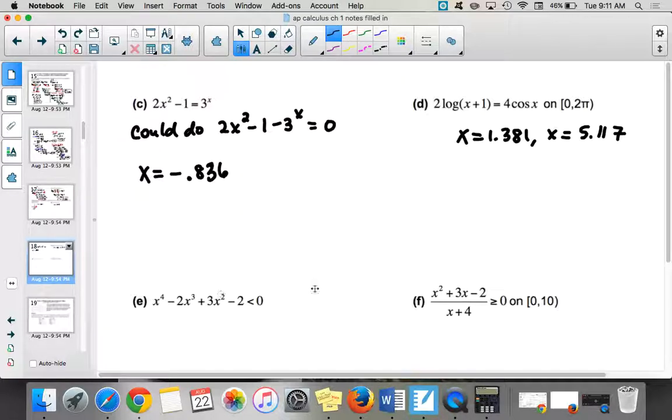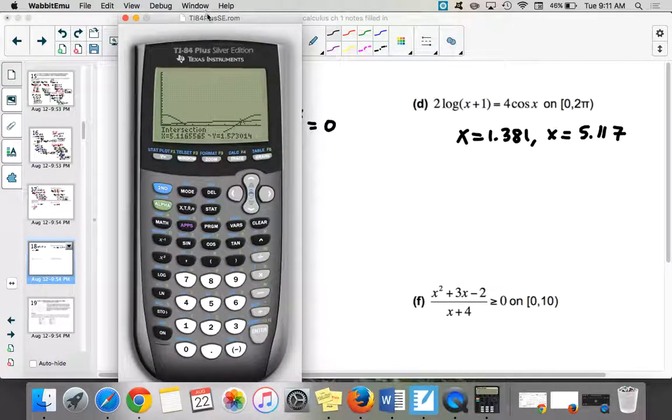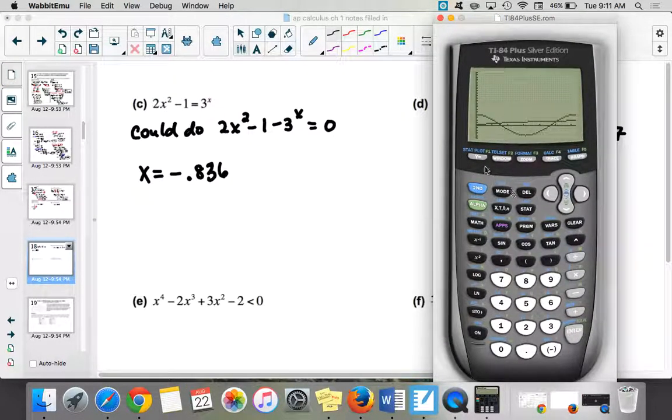Okay, so we're going to put x to the 4th, that function, in for our y1. So go to y1. I'm going to clear both these out. So I'm putting x raised to the 4 minus 2x to the 3 plus 3x to the 2 minus 2. And I'm going to hit graph. Oh, so I need to adjust my window, don't I?